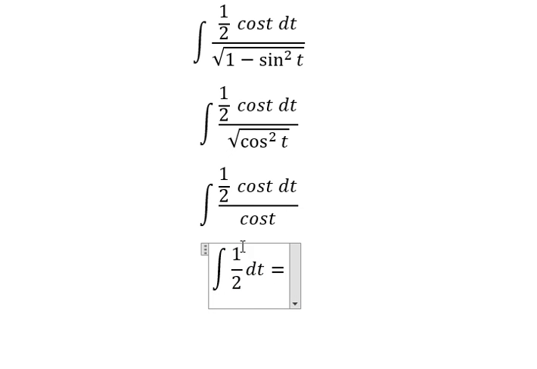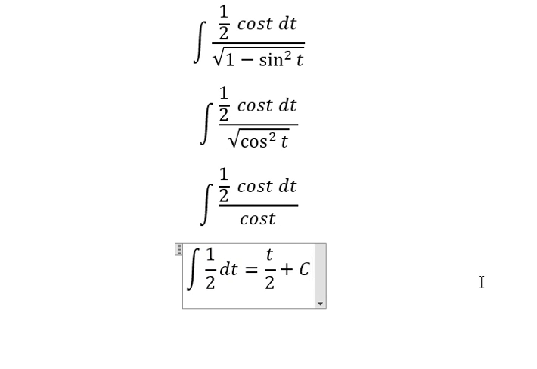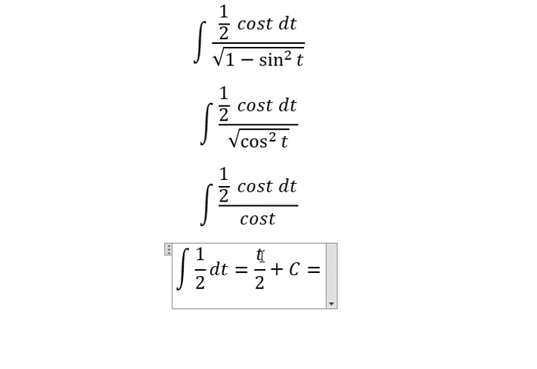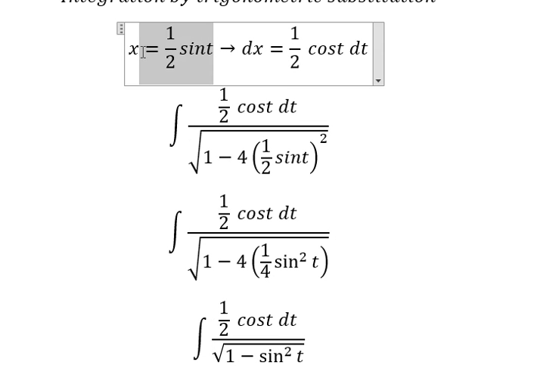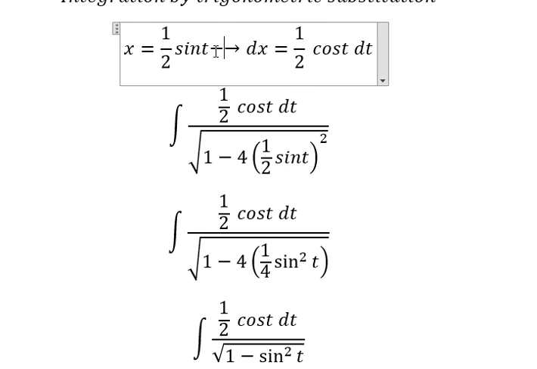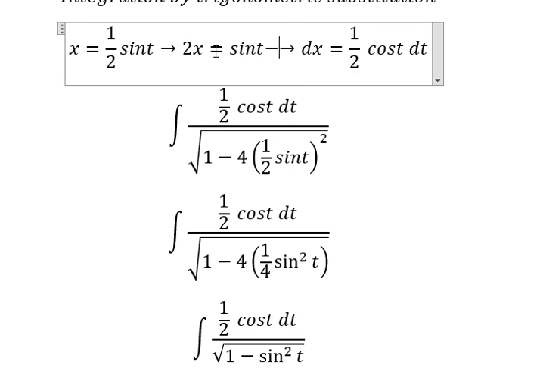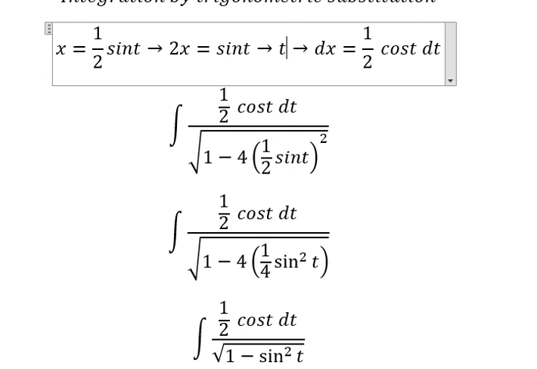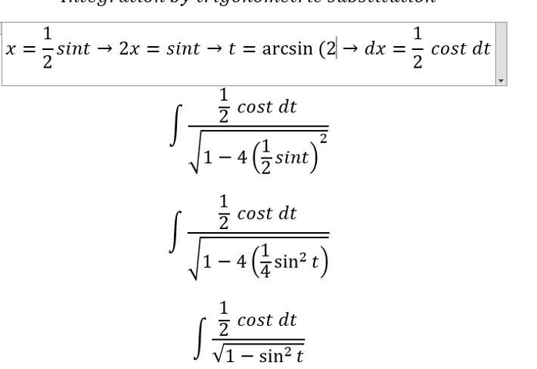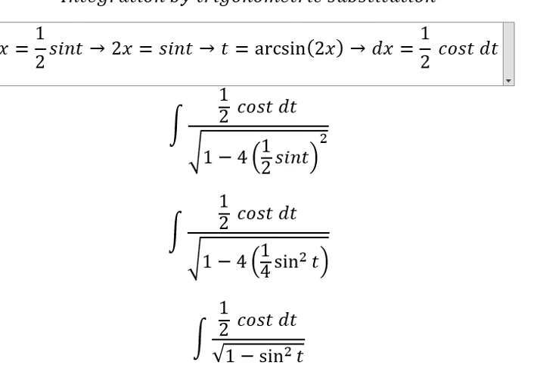The integration of this one you get t over 2, and we put plus c. About t, that is about this one. So we multiply both sides by number 2. And you get t equal to arcsine of 2s. So we put this one to change for t.